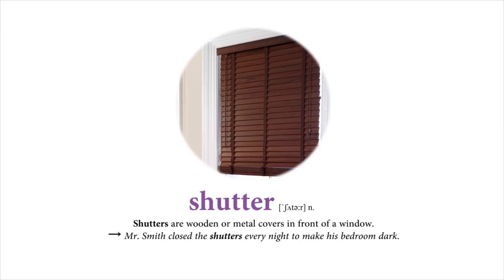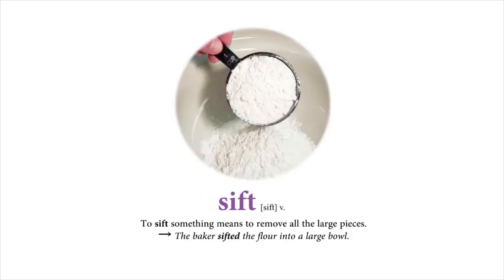Shutter. Shutters are wooden or metal covers in front of a window. Mr. Smith closed the shutters every night to make his bedroom dark. Sift. To sift something means to remove all the large pieces. The baker sifted the flour into a large bowl.